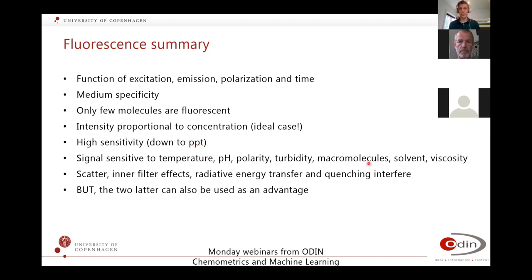It is very sensitive to a lot of things, but that can also be used actively when you do your measurements. And that's the beauty, let's say: if you know what you're doing to your system, you can use this to your advantage. And it's also what I'm stating here. So then you also have scattering, inner filter effects, radiative energy transfers, and you have quenching. Of these, the two last ones, not the very last, but these two, can both be a disadvantage, but also an advantage.